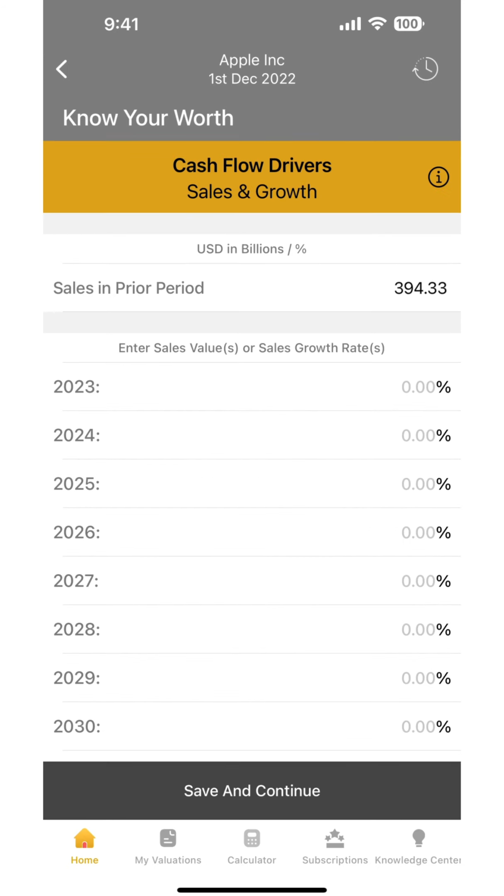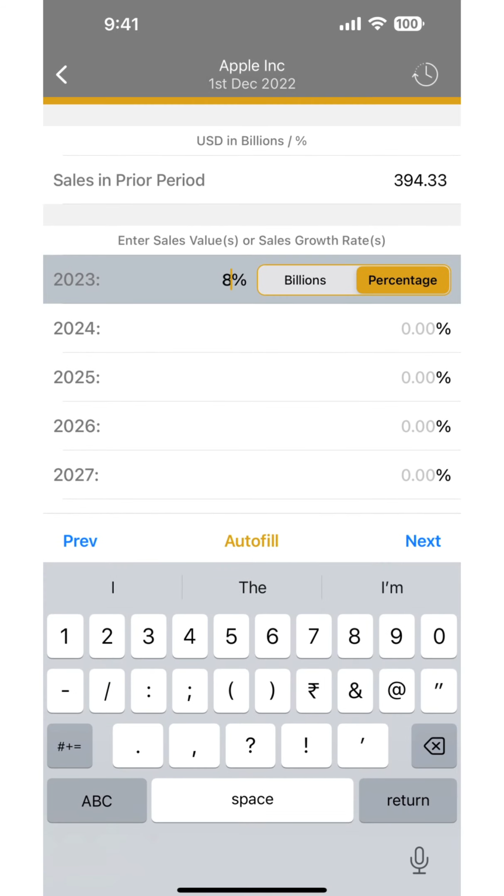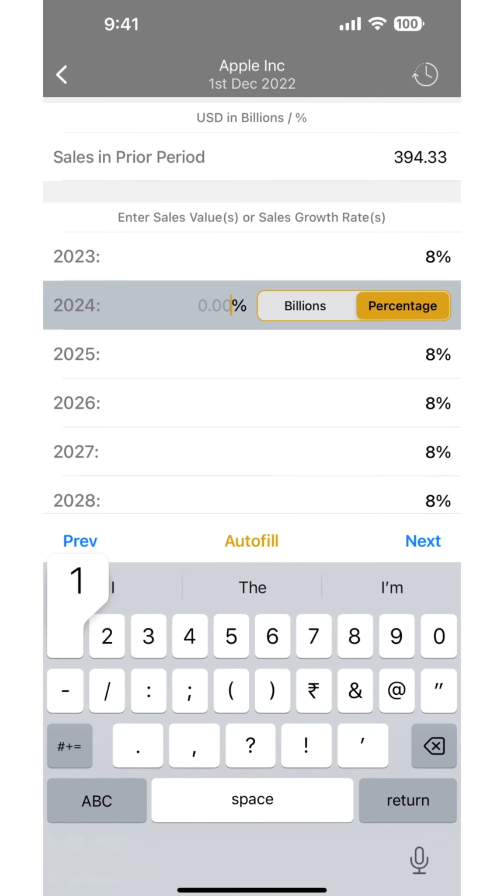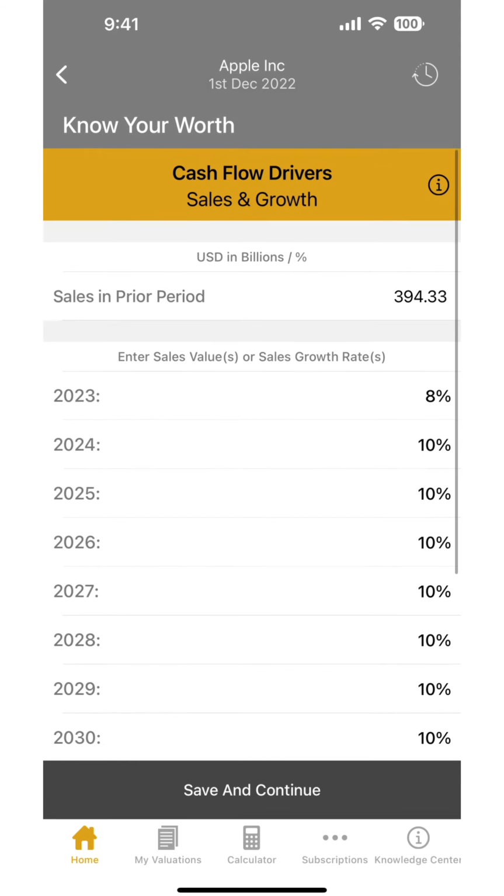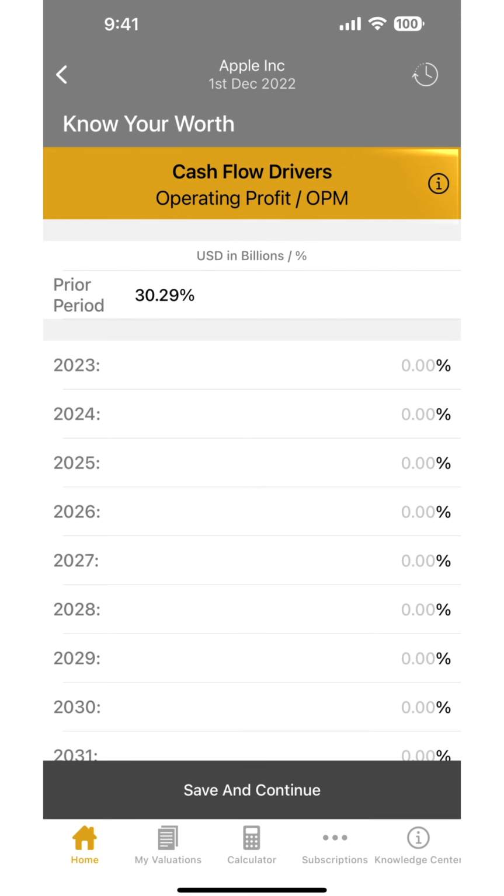For the forecast period, users can enter the sales value for each individual year or sales growth percentage. For Apple, we assume 8% CAGR of sales for year ended September 2023 and 10% CAGR from 2024 to 2032. The autofill function helps expedite the process. The next is operating profit.